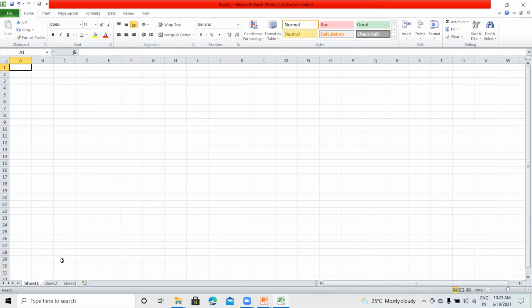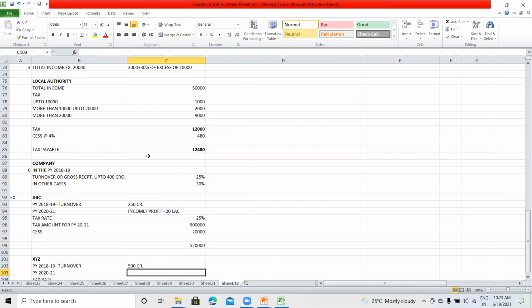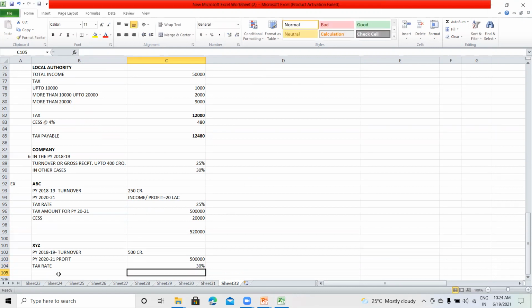There is an XYZ company. In the previous year, the amount of turnover is, for example, 500 crore. And in the current year, the profit or taxable income is 5 lakh only. In this case, the tax rate will be 30%.